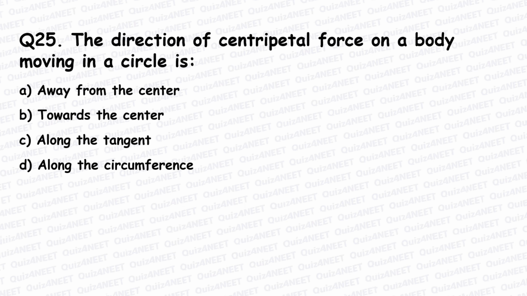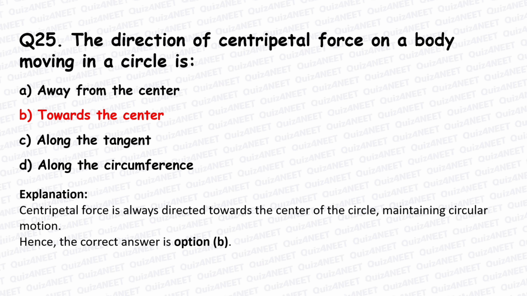Q25. The direction of centripetal force on a body moving in a circle is: A, away from the center; B, towards the center; C, along the tangent; D, along the circumference. Answer: B, towards the center. Explanation: Centripetal force is always directed towards the center of the circle, maintaining circular motion. Hence, the correct answer is option B.